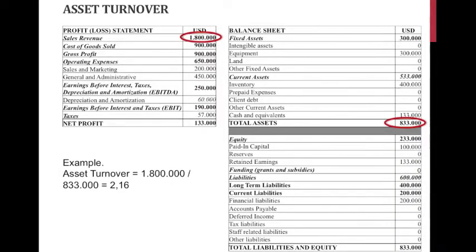Looking at our example, we can see that our company is making sales revenue of 1,800,000 and total assets contribute $833,000. So our asset turnover is 2.16. Again, not a very bad indicator, but maybe it could be a little bit higher. But it depends on the industry, and we cannot say that this indicator is bad or good for any kind of business.